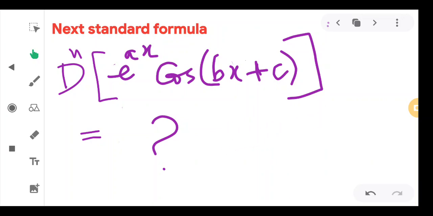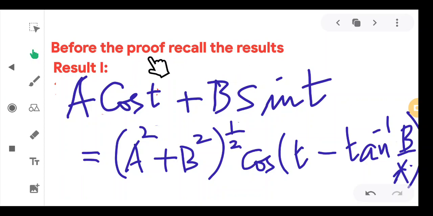Before deriving this result, we have to recall these two results. How to simplify this expression in terms of a single cos. Here you see cos t is there, sin t is there. How to simplify this expression where a and b are any constants, maybe 1000, maybe 10,000, or half, or 12, whatever it is, they are real numbers. So if we have a sum like this, a cos t plus b sin t, how to express it in terms of a cos or sine? Here I have written it in terms of cos. We require the expression in terms of sine also.